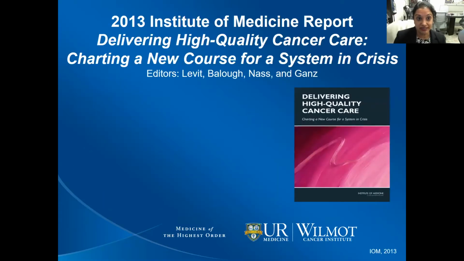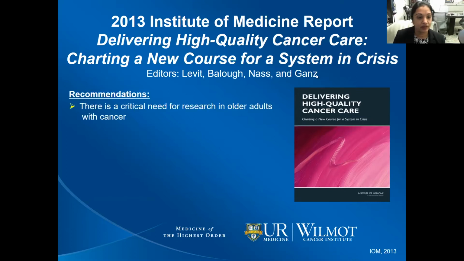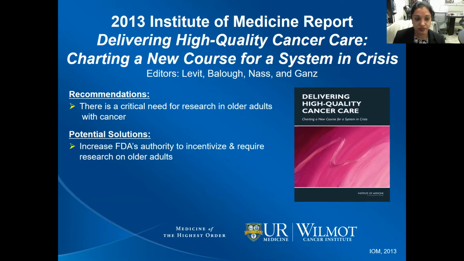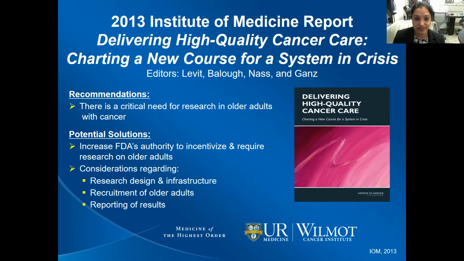In 2013, there was an Institute of Medicine report, IOM is now the National Academies, called Delivering High Quality Cancer Care: Charting a New Course for a System in Crisis. The editors are listed here, with Dr. Gantz being a key member of this team. The recommendation at that time was that there was a critical need for research in older adults with cancer. Solutions included incentivizing this research and using multidisciplinary teams to develop a better understanding of appropriate research design and infrastructure for older-specific trials, to recruit older adults onto studies, and better reporting of results.